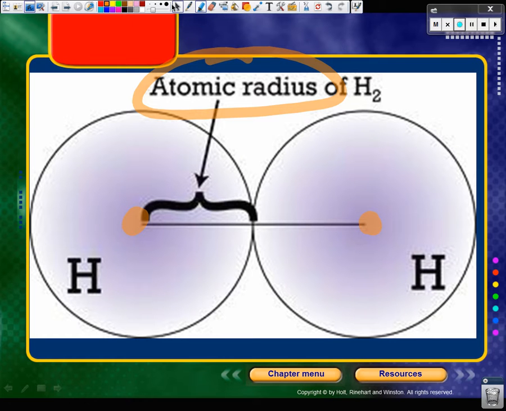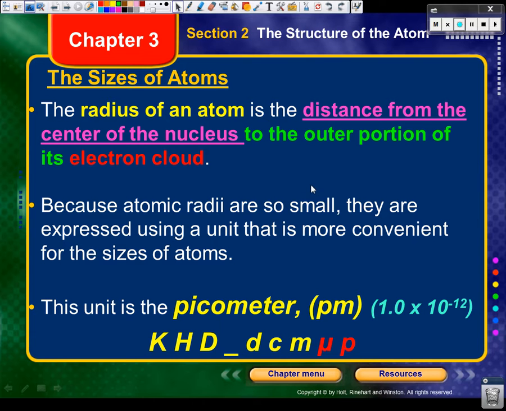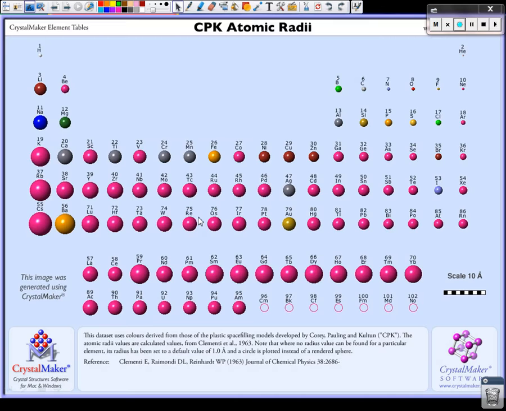Okay? And the reason why we said this is how they do it is because yesterday I showed you this picture, and that very first bullet talks about the radius of an atom being the distance from the center of the nucleus to the outer portion of the electron cloud. And what do we say about clouds? You don't know where they end, right? They're always changing shapes. Like you don't know what a cloud looks like because it's always changing. And so that's why they do it that way.